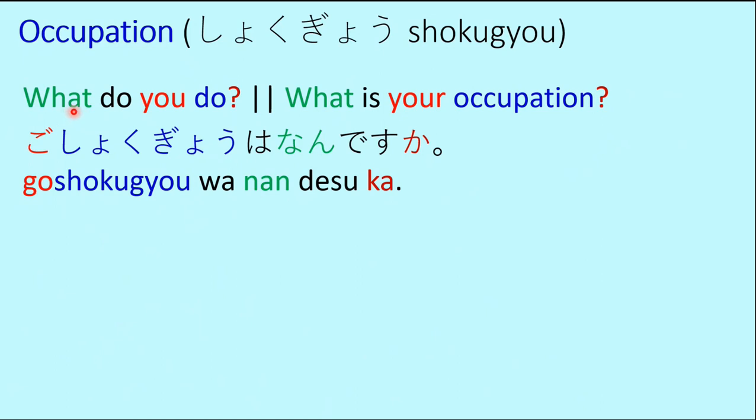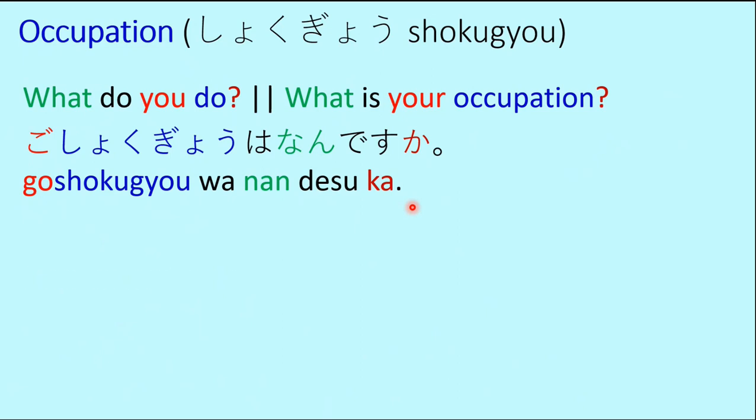Nan means what? And desu, you know already, this is the verb. So do or is, it represents this. And ka is the question mark. So instead of this question mark, we use ka particle in Japanese. So go shokugyo wa nan desu ka means what do you do or what is your occupation? So this is the question. Go shokugyo wa nan desu ka.